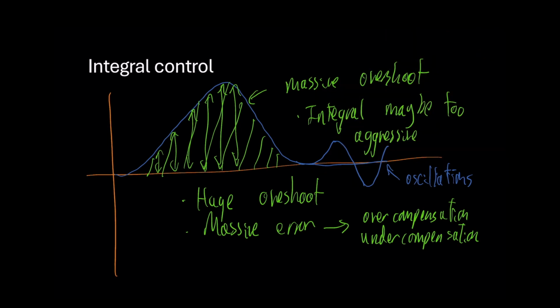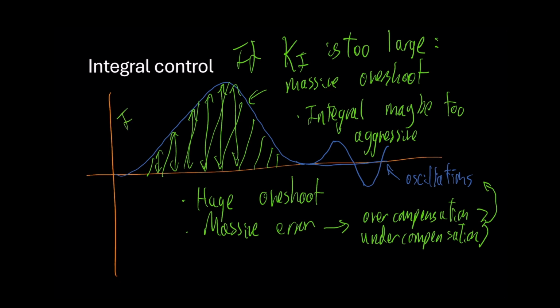So in green, if Ki is too large, then in the event that there is a massive overshoot, integral control could be too aggressive. So if you have a huge overshoot, you have a massive error. Massive error means overcompensation or undercompensation, and any of these two problems here leads to oscillations, and that means your system is very unstable. So that's unstable.